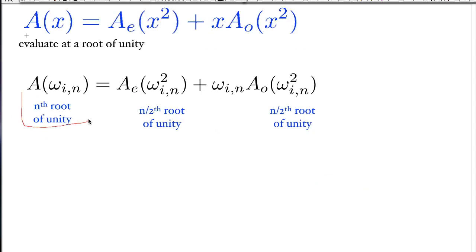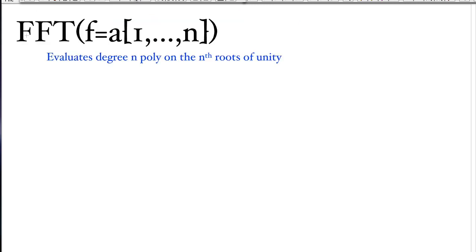If we wanted to use our formula, we basically want to evaluate A at an nth root of unity. Then when we square it, we get n over 2th roots of unity. And this right here is a recursive FFT call. It is a smaller version of the same problem: evaluate a polynomial of degree n over 2 at the n over 2th roots of unity. So where is this going? Our algorithm basically looks like the same as before.